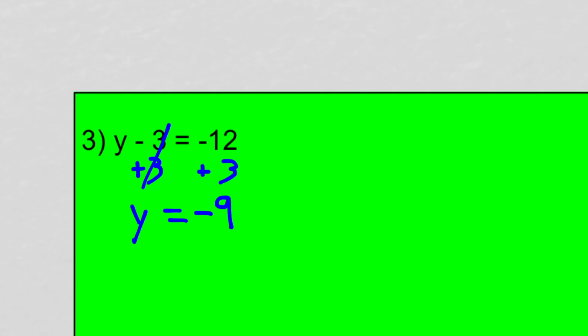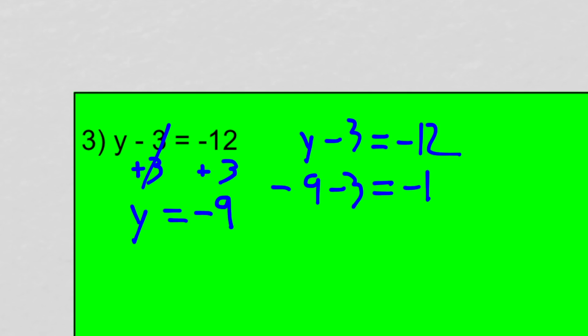To check it, y minus 3 equals negative 12. Negative 9 minus 3 equals negative 12. Is that true? Well, sure it is. 9 negatives and 3 negatives make negative 12. And if I get both sides the same, then it's correct.